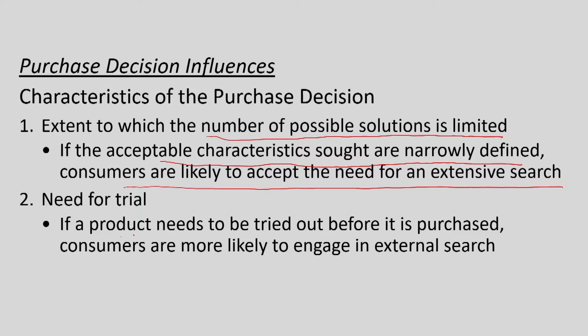Also, if there is a need for trial before purchase, consumers are more likely to engage in external search. For example, buying a car. In those cases, trial is essential, because you want to really see how the car works. Or clothes, where a trial is necessary because you have to see if they fit or not. In those cases where trial is essential before buying, people are highly likely to engage in external search.